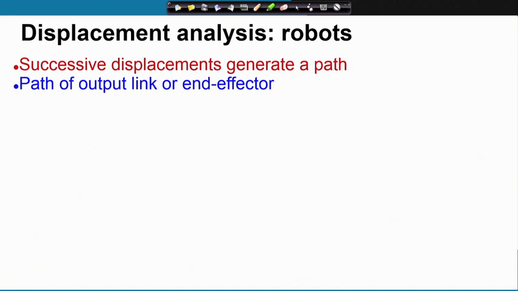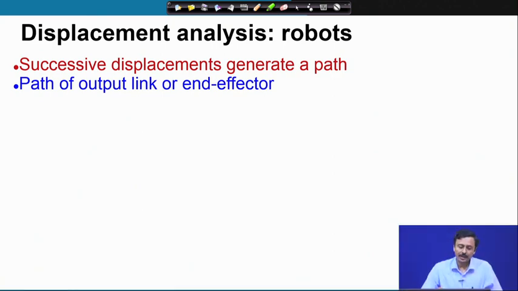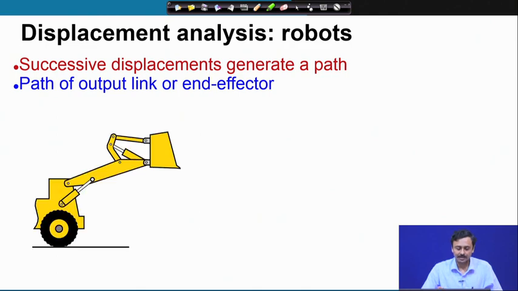Now, in case of robots, therefore, displacement analysis is about finding the actuator inputs so that the output link or the end effector can generate a certain path. Let us look at this example of an excavator. We know that this has got 2 degrees of freedom. We can ask the question, if I want to take this bin in this path, how should I actuate the hydraulic actuator so that the bin travels in this path?